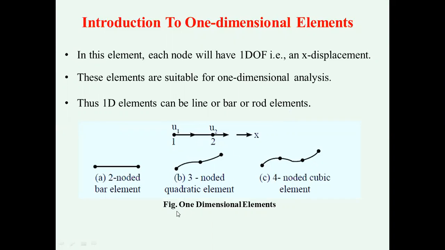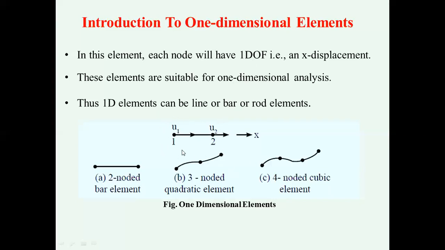So we have so many types of one-dimensional elements. The first one is bar element, consisting of two nodes. Quadratic element, consisting of 3 nodes. Cubic element, which consists of 4 nodes. Again, the classification will further continue. So among all these types of elements, every node will have only a single degree of freedom.